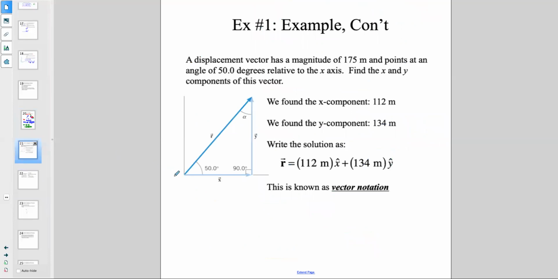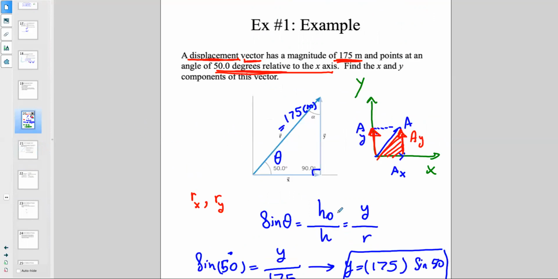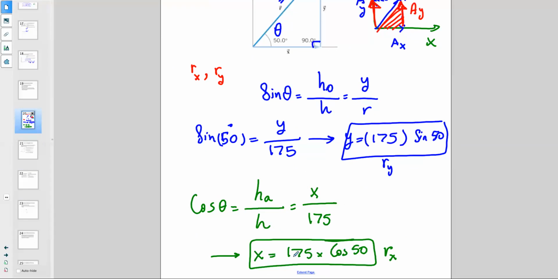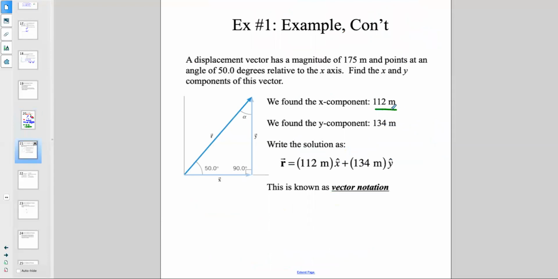Okay, so if you do that, then we found the x component being 112 meters. So after solving it for x, after putting this in the calculator, the final answer is 112 meters along x direction, and along y direction it's 134 meters. So at this point, we have the portion along the x, the portion along the y.